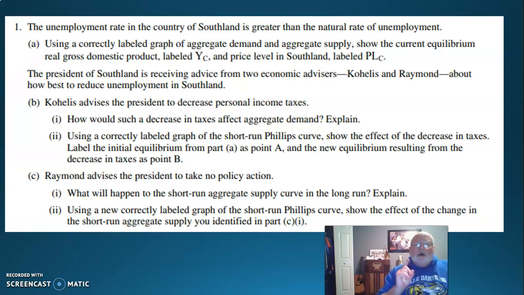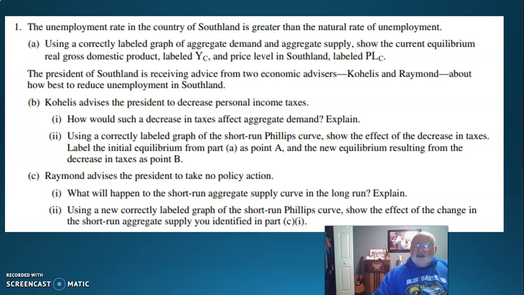Anyway, so here's what we say. How would such a decrease in taxes affect aggregate demand? It would increase, comma, or I would prefer you to say aggregate demand will increase, comma, explain. Well, I'll say it my way. As people pay less taxes, they have more disposable income, and they will spend more money. Okay. Using a correctly labeled graph of the short run Phillips curve, show the effect of the decrease in taxes.